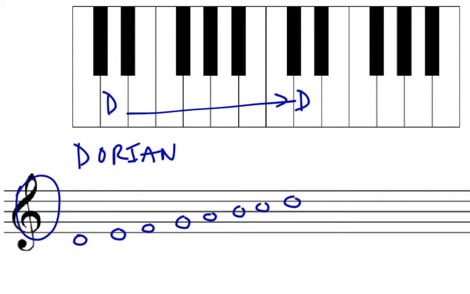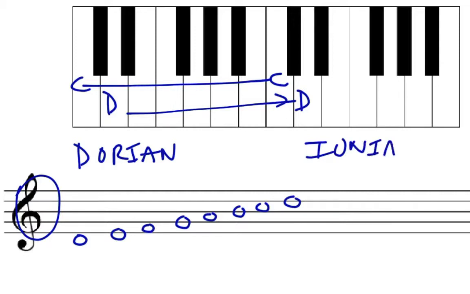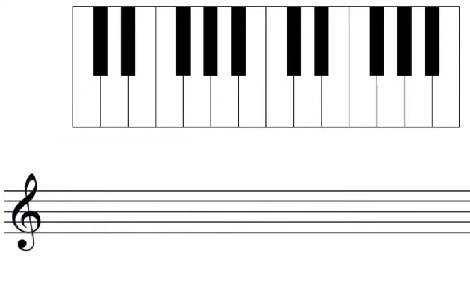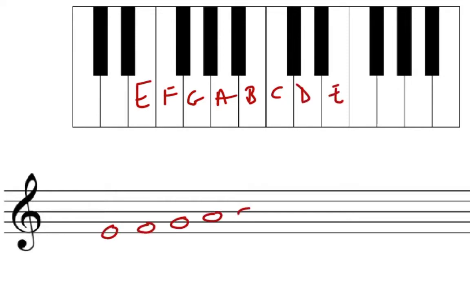And that's the method we're using: with no flats and no sharps, C up to C will be the Ionian, kind of like the major scale, but we'll call it Ionian. And then D up to D will be the Dorian. Let's go E up to E. So if we start on E and go right up the scale to the other E, E to E is going to be Phrygian.